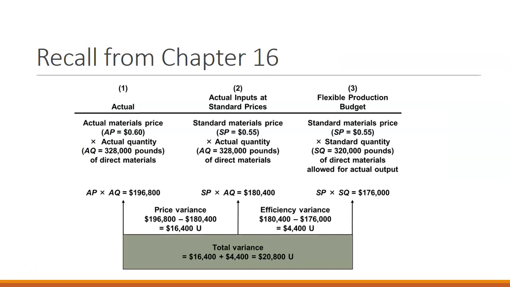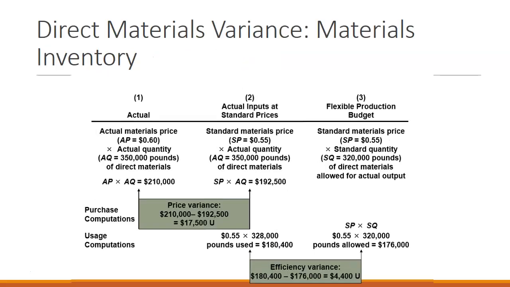So we do all of the calculations here. This is the slide from chapter 16 where we looked at that direct material variance. Now we're looking at it with that materials inventory, where we have purchase versus usage. So our efficiency variance stays the same, but our purchase variance is going to increase because we have those remaining pounds of direct materials in our inventory at that 60 cents per pound cost.